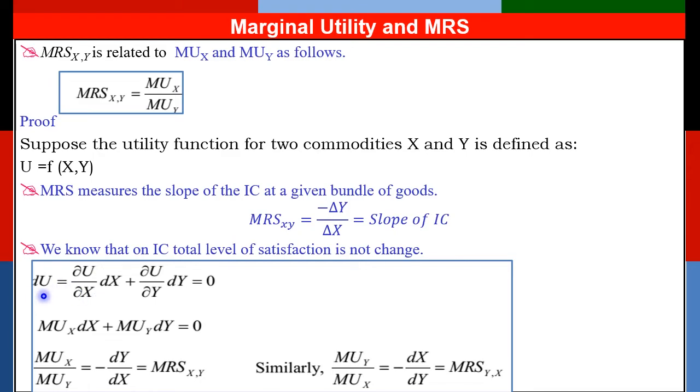The total differential or difference for utility is equal to the partial derivative of utility with respect to x times dx, plus the partial derivative of utility with respect to y times dy, is equal to 0.